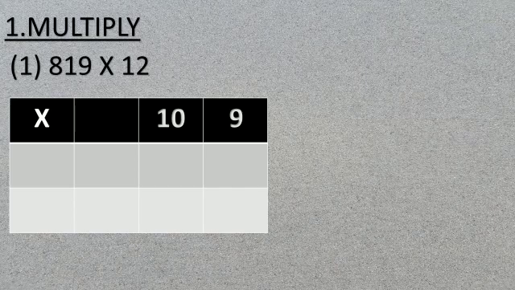Then the next number is 8. 8 is at hundreds place, so you will write it as 8 and double 0. Why double 0? Because it is at hundreds place. So the multiplicand you have written is 800, 10 and 9, that is 819. So that number is written.